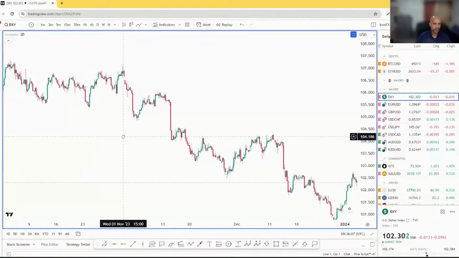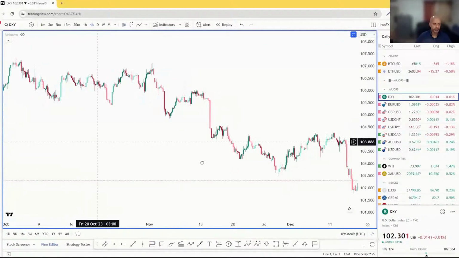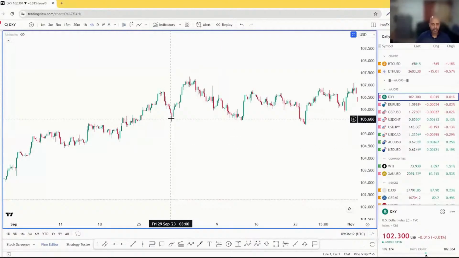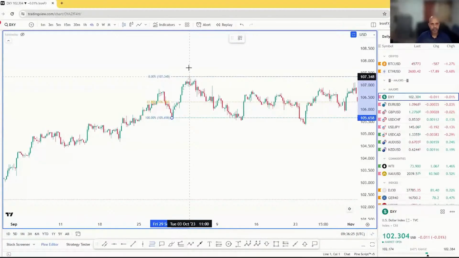So I'm just going to zoom in a little bit. So this is my starting point, right? So remember, this is an uptrend, so Fibonacci retracement always goes from left to right. Since this is an uptrend, we're going to start from the bottom left and we'll end at the top right.